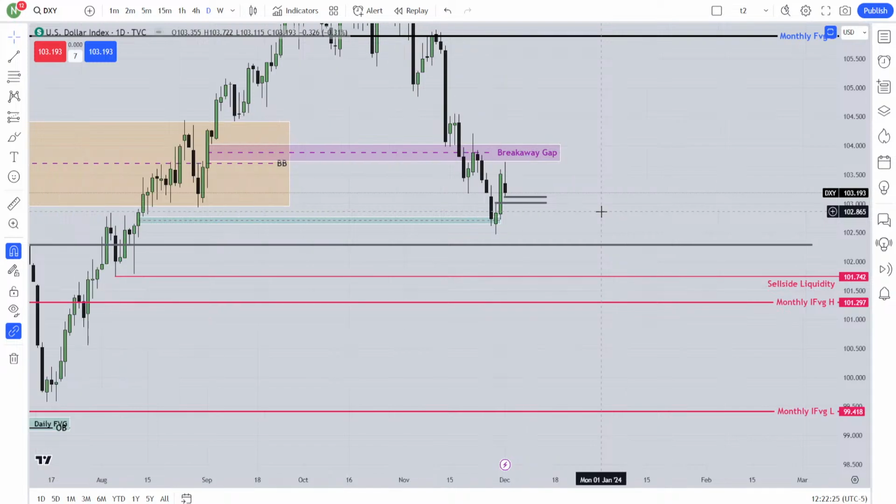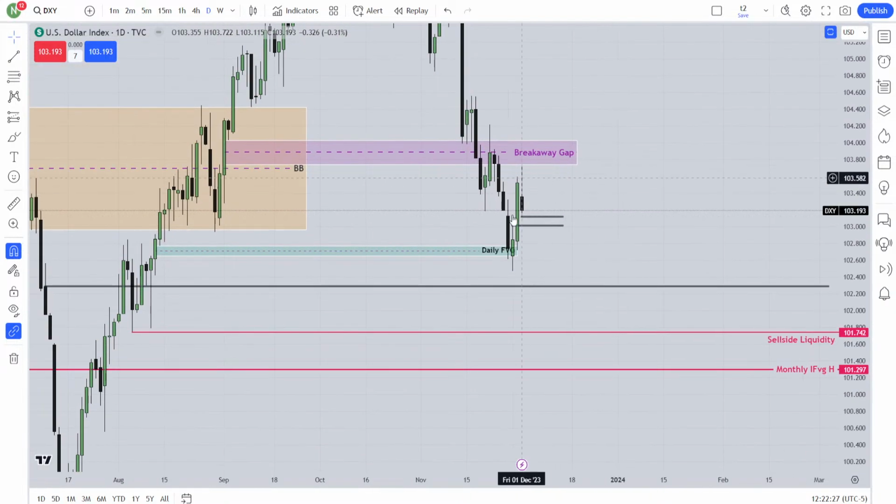So I need to see the price action from Sunday opening. If I see something very important from Sunday opening, for example, if I see price has actually opened below this fair value gap, just opened below that fair value gap, that is kind of a sign to use that fair value gap as a resistance.